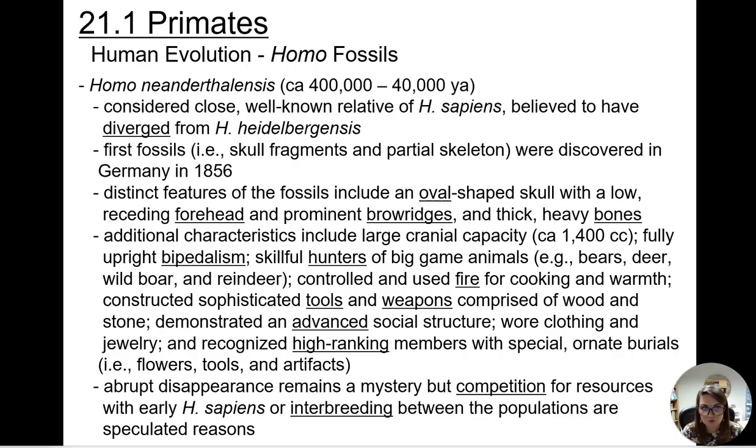skillful hunters of big game, for example bears, deer, wild boar, and reindeer, who controlled and used fire for cooking and warmth. They constructed sophisticated tools and weapons comprised of wood and stone, and demonstrated an advanced social structure. They wore clothing and jewelry, and recognized high-ranking members with special, ornate burials, so we find flowers, tools, and other artifacts with these burials. They have an abrupt disappearance, which remains a mystery, but competition for resources with the early Homo sapiens and interbreeding between the populations are the speculated reasons.